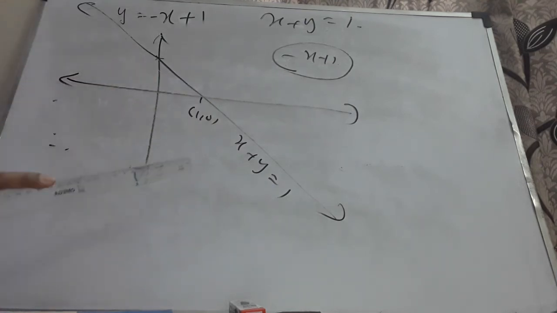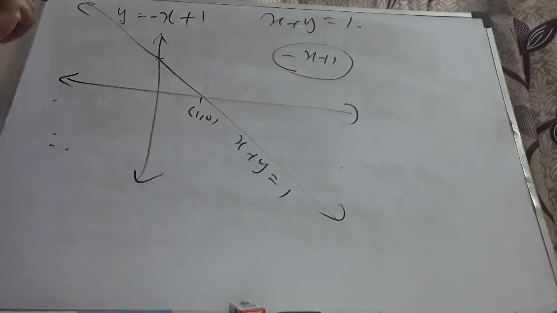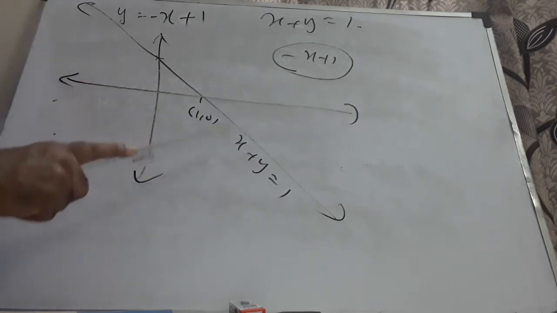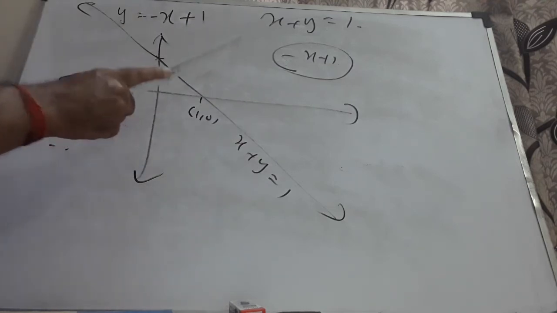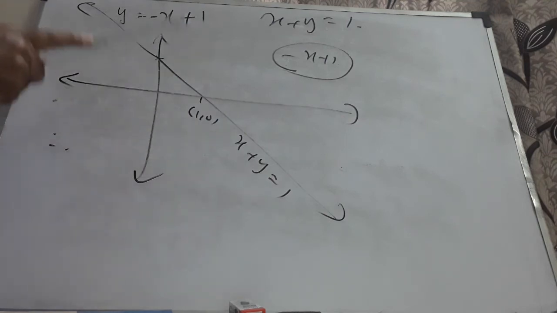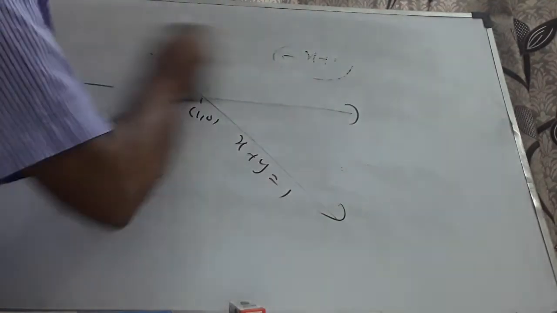Now in general, any linear polynomial has only one 0. After treating it as a straight line and drawing the straight line, where it meets the x-axis, the x coordinate of that particular point will give you the 0 of the polynomial.